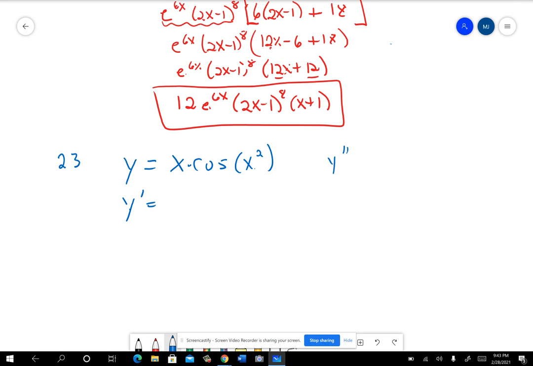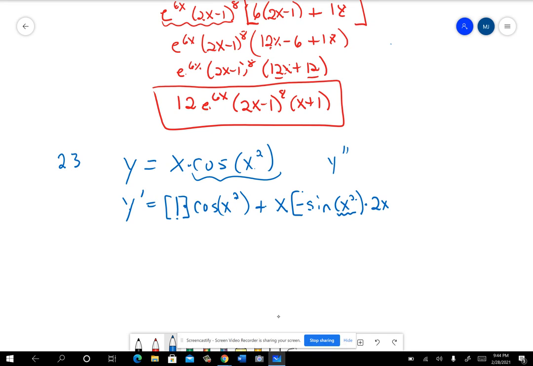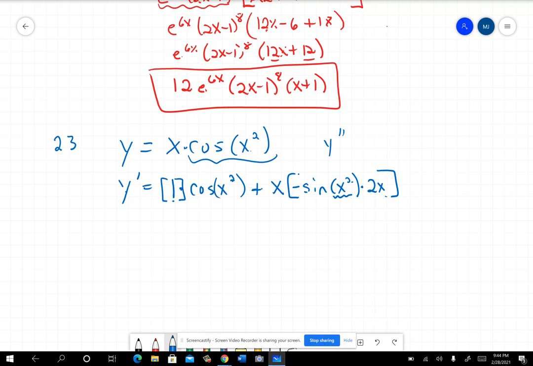Okay, so it's a product. So we do the derivative of the first, which is 1, times the second as is. So that 1 was the derivative of the first. Then the first as is times the derivative of the second. Now here's where the chain rule is going to come in. When we do the derivative of the second, derivative of cosine is negative sine. So you would do that. Then you do the derivative of the inside part, which is 2x.